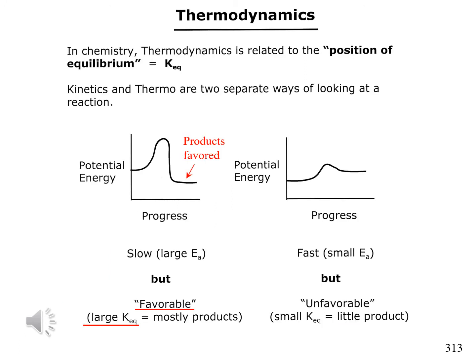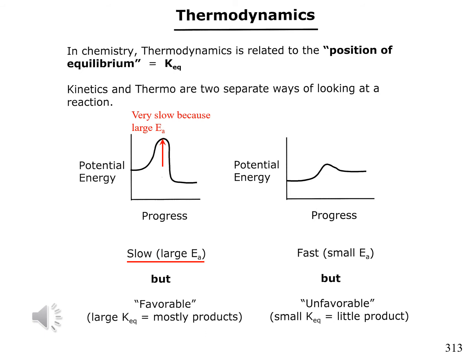Now here I showed you two reactions. This is the potential energy diagram type that we looked at last time. If you look at that first reaction, the products are going to be favored because they're at a lower energy. You're going to get a large K. This is what you call favorable in thermodynamics. But just because the reaction is favorable, it doesn't mean that it's fast. That reaction is going to be very slow because the energy of activation is so large.